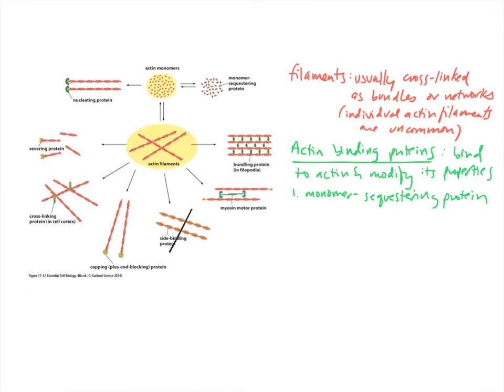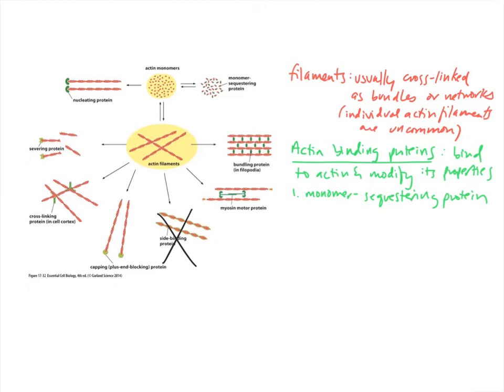First off, you do not need to keep track of the side binding protein, but we will talk about the rest of them. The actin binding proteins are shown in green, and each of them has a different role and a different protein structure and sequence. However, they're shown in just green for all of them. Actin binding proteins will bind to actin and modify its properties.